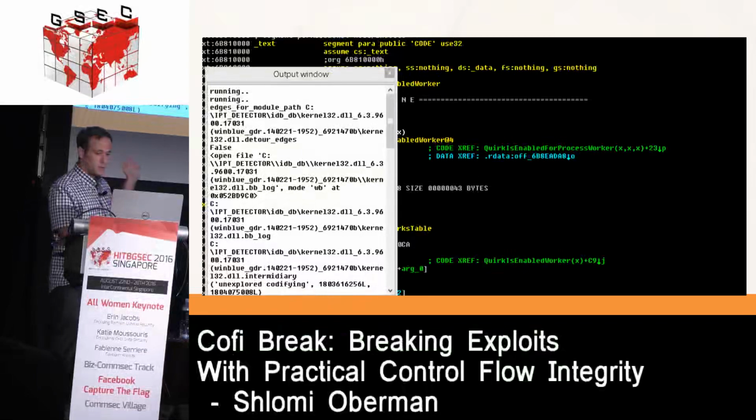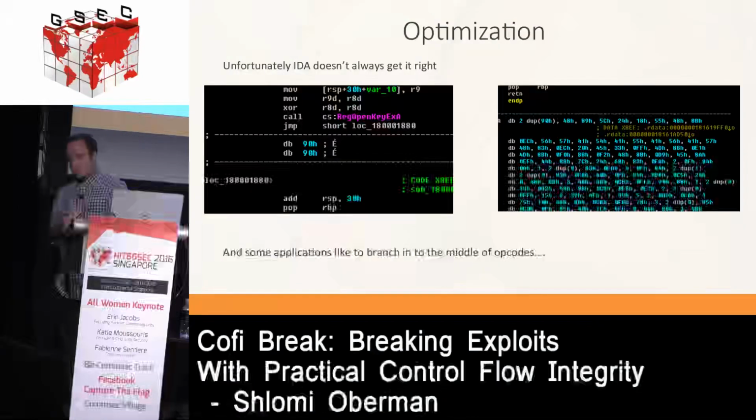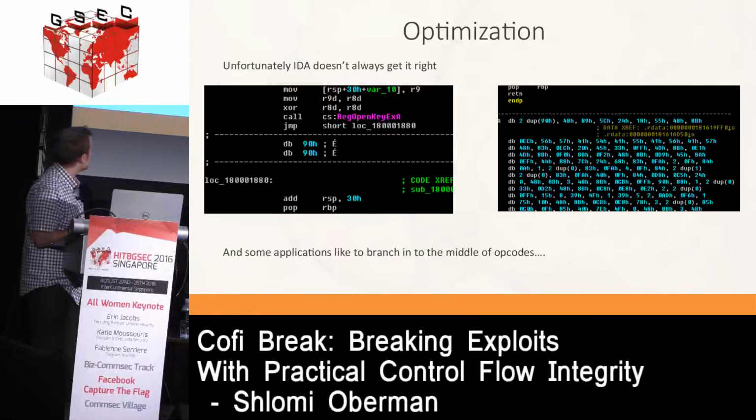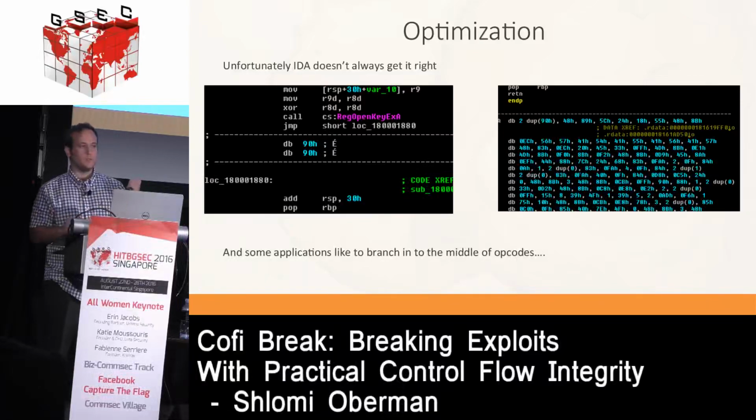IDA Python script over Python. This is what the output looks like, a bunch of basic blocks with the addresses, the length, their characteristics, etc. Unfortunately, this is not perfect. It's not perfect because IDA makes some mistakes. It's not perfect because some programs like to perform all kinds of anti-reversing tricks and jump into the middle of opcodes. And we have to have this perfect, right?